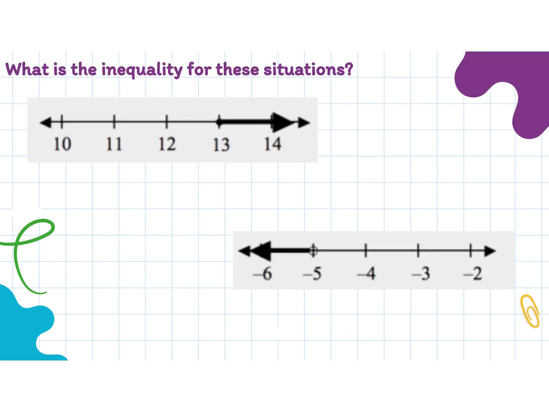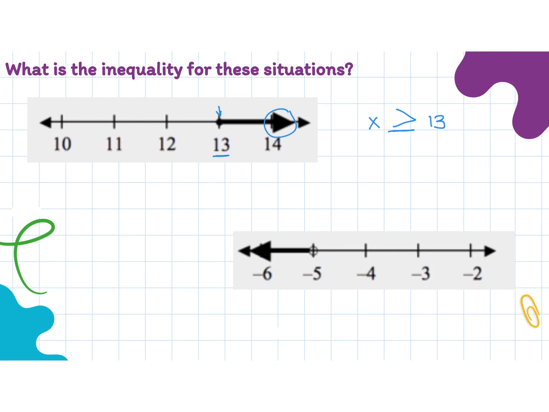All right, 2 more. The top one. What is our boundary point? Well, it's 13. So x goes on the left and 13 goes on the right. Here's our arrow. So we're going to draw that. And do we have a filled in circle? You bet we do. So it's also equal.